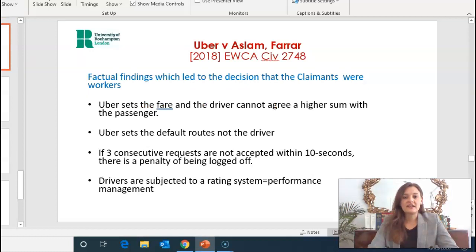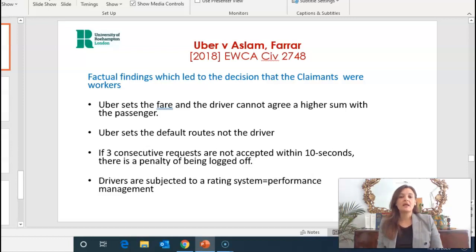Let's look at other factual findings which led to a decision that the claimants were in fact workers. And this is the Uber case. And I hope you've read about this in the papers, or you've seen this in the news. Basically, the facts were that Uber would set the fare, and the driver couldn't agree any higher sums or lesser sums with the passenger. So that really flies in the face of self-employment, where people who are genuinely self-employed will determine their own remuneration. They determine or negotiate how much they're going to charge. So the Uber drivers don't decide this or negotiate this with the passengers.